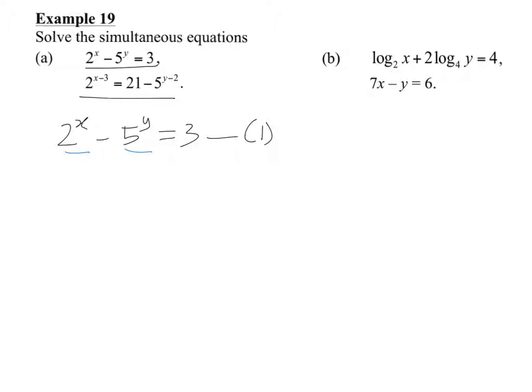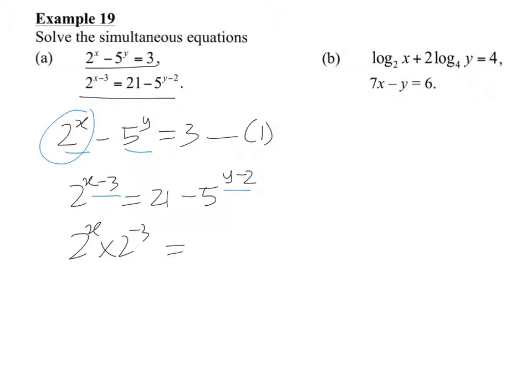But if you look at the second equation, I have 2^(x minus 3) equals 21 minus 5^(y minus 2). The indices are different, because the index of the second equation for 2 is x minus 3, and in the first equation I have 2^x. We can always split 2^(x minus 3), because I can rewrite it as 2^x times 2^(negative 3). In the same way, I can also split 5^(y minus 2), so I have 5^y times 5^(negative 2).